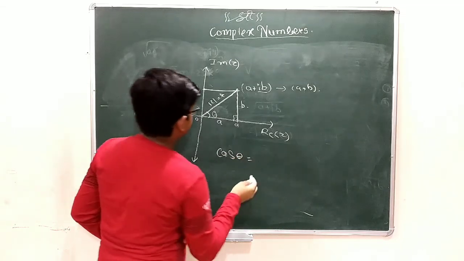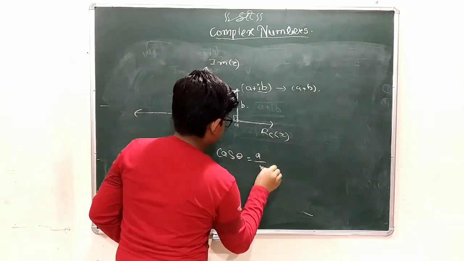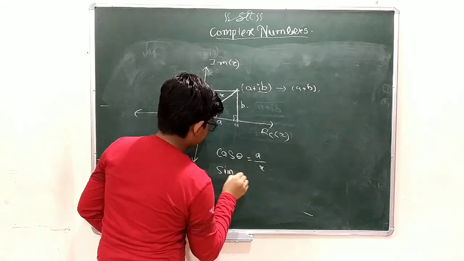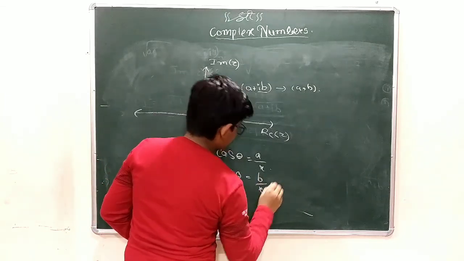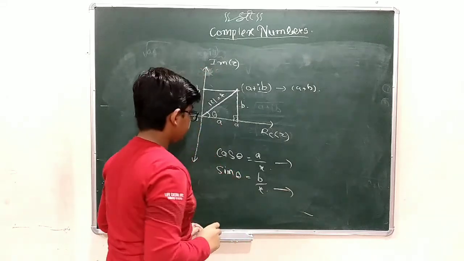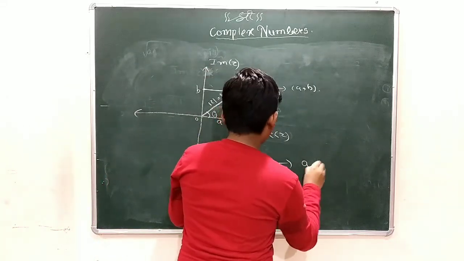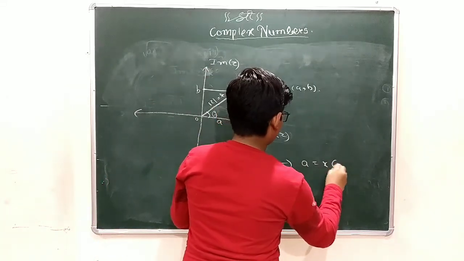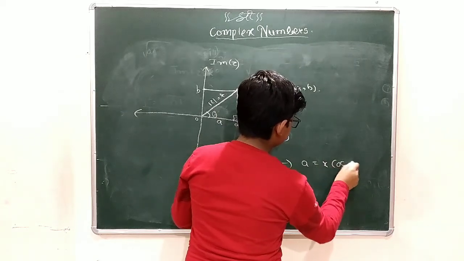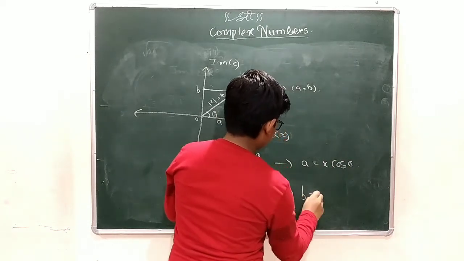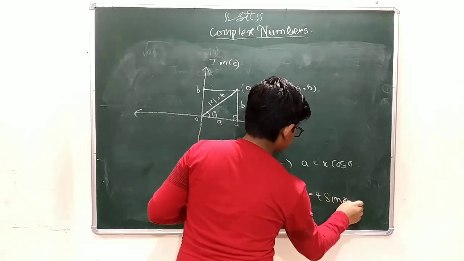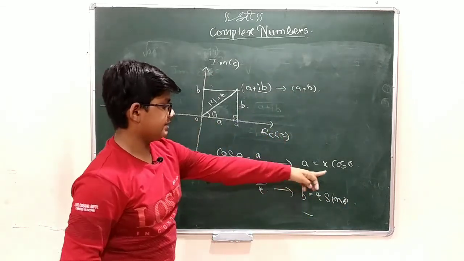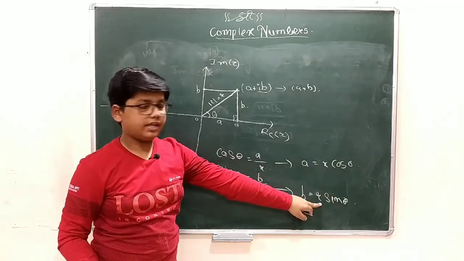Cos theta will be adjacent a by r. What will be sin theta? Sin theta is equal to b by r, which means what will be the value of a? The value of a will be r into cos theta, and the value of b will be r into sin theta. Value of a is r into cos theta. Value of b is r into sin theta.